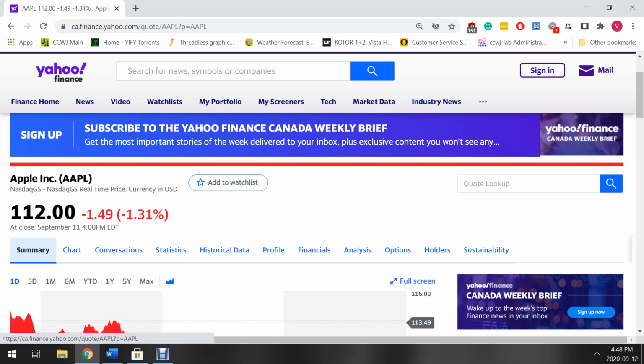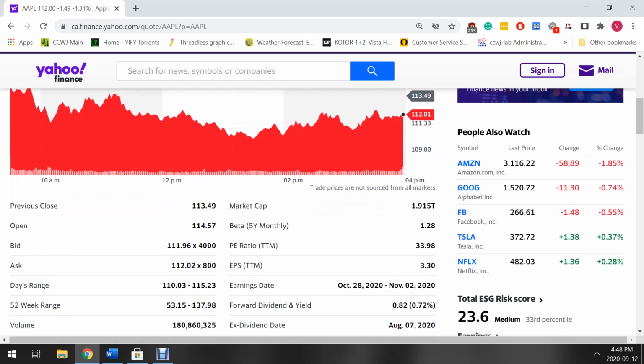What market cap means is how much the whole company is selling for. So if you have $2 trillion today, you can buy the whole Apple company.